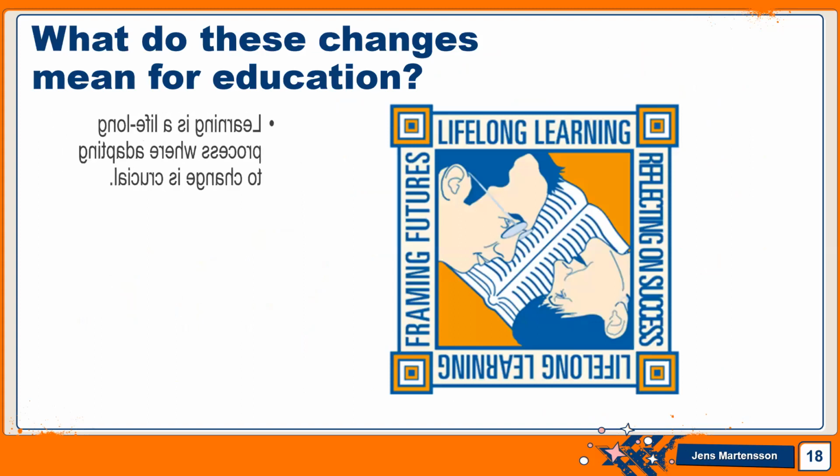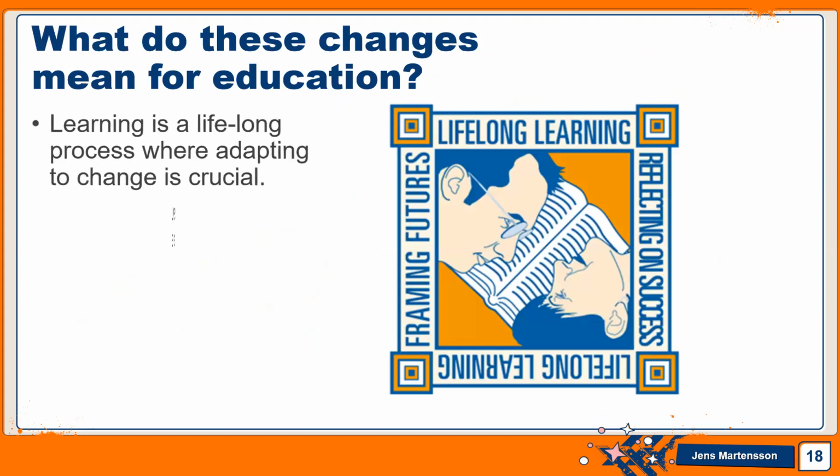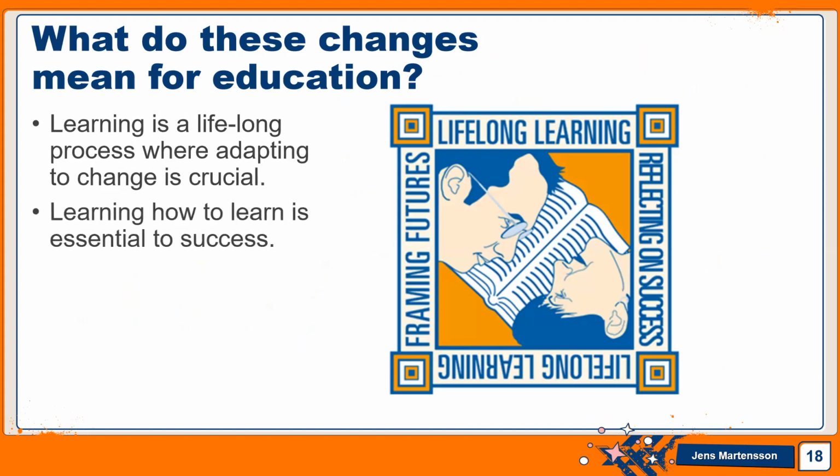Next. So what do these changes mean for education? It simply means lifelong learning. So imagine if people in the past had not thought critically. What if they had not invented things? So we would not have this developed world. We won't be as exposed as we are. So learning is a lifelong process where adapting to change is very crucial. So learning how to learn is also essential to success.